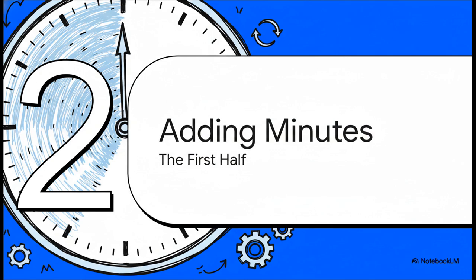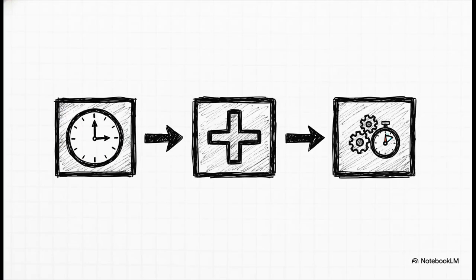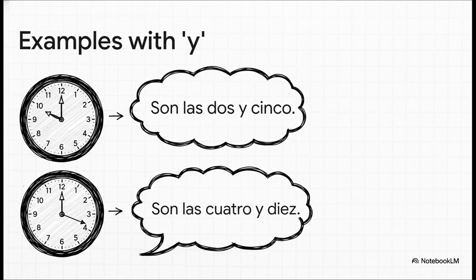Okay, now that we've got the hours down, let's start adding minutes into the mix. We'll kick things off with the first half of the clock. And you know what? The formula for this is incredibly simple. It's basically you state the hour, then the word y, which just means and, then you tack on the number of minutes. That's a very literal, straightforward system. You can see it in action right here. 2:05 becomes son las dos y cinco, which literally translates to it is 2 and 5. The exact same logic applies for 4:10. Son las cuatro y diez.